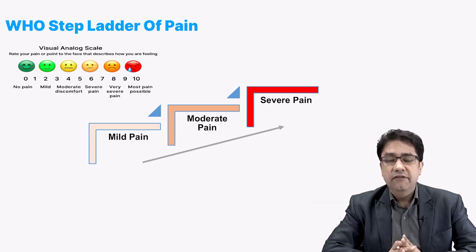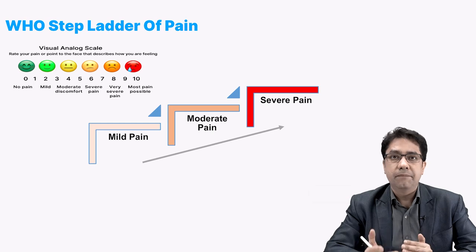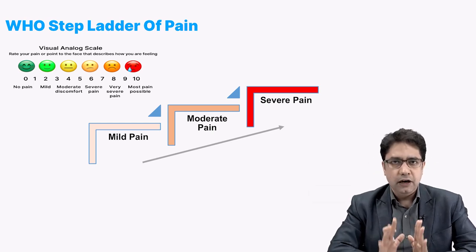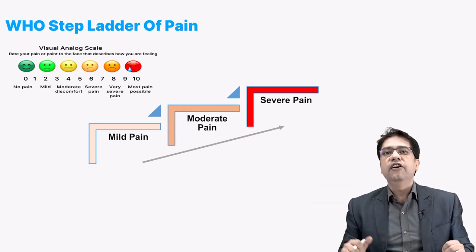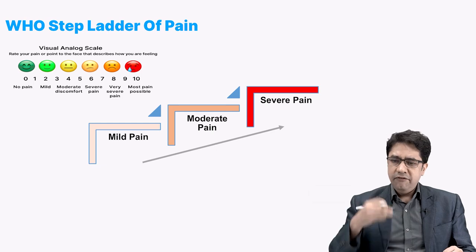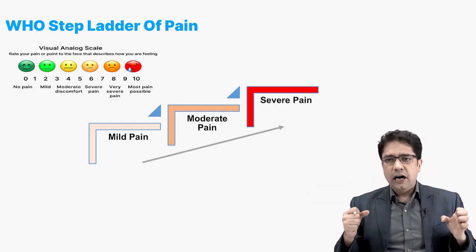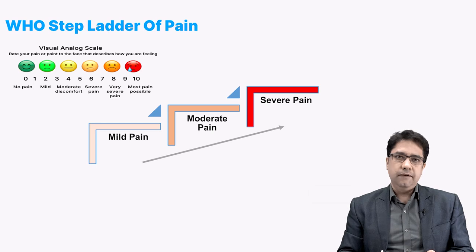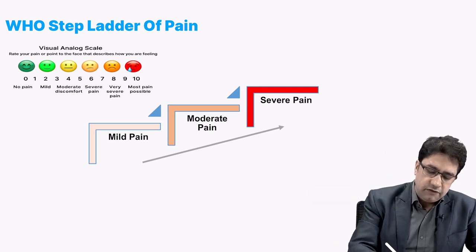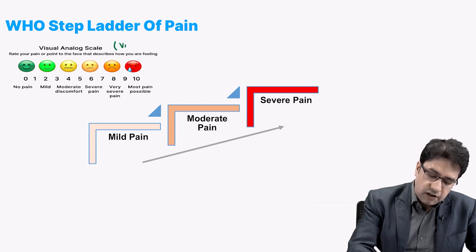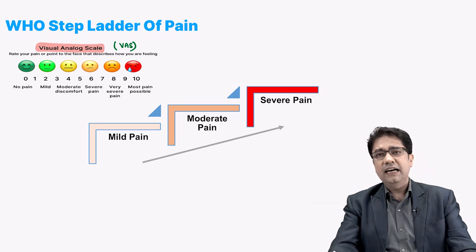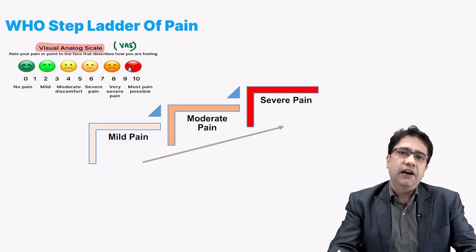So we only give opioids in severe pain, moderate to severe pain. Now, how can we see this degree or severity of pain? How can we assess? We ask the patient how much severe pain you are feeling. And we use a chart which is known as the VAS chart. VAS stands for Visual Analog Scale.